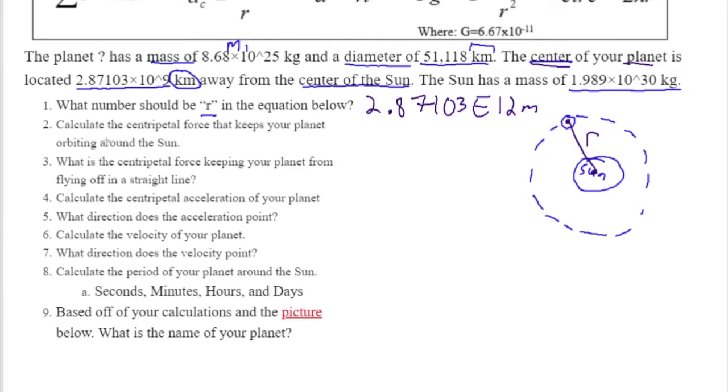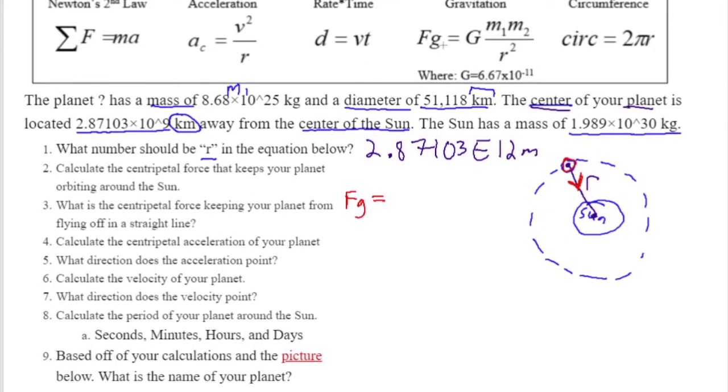Next, it says calculate the centripetal force that keeps our planet orbiting around the sun. Well, the centripetal force is going to be the force that points towards the middle of its orbit. So what force is pulling this planet towards the sun? Well, that's going to be force of gravity. And fortunately for us, we have an equation for force of gravity, and that's just up here. And it tells us force of gravity is equal to big G times M1 times M2 all over R squared.